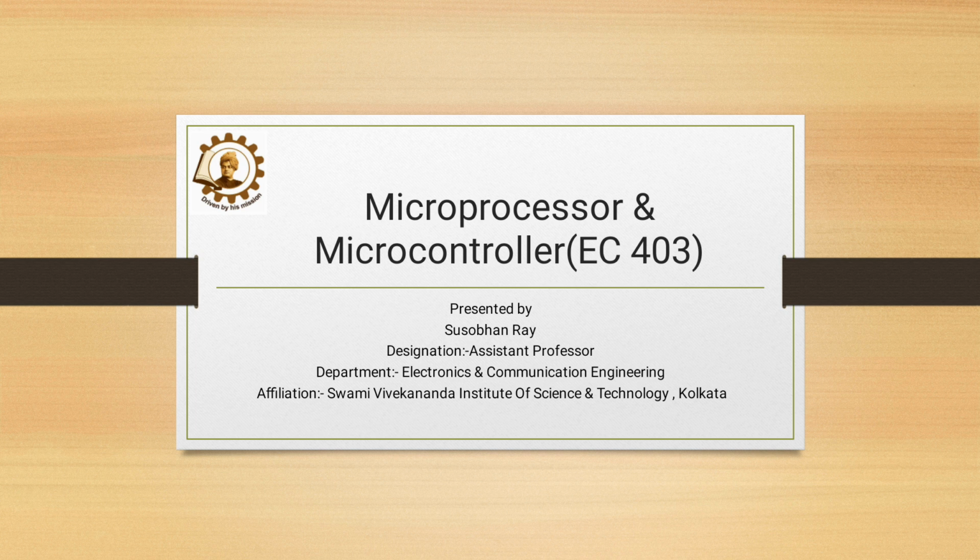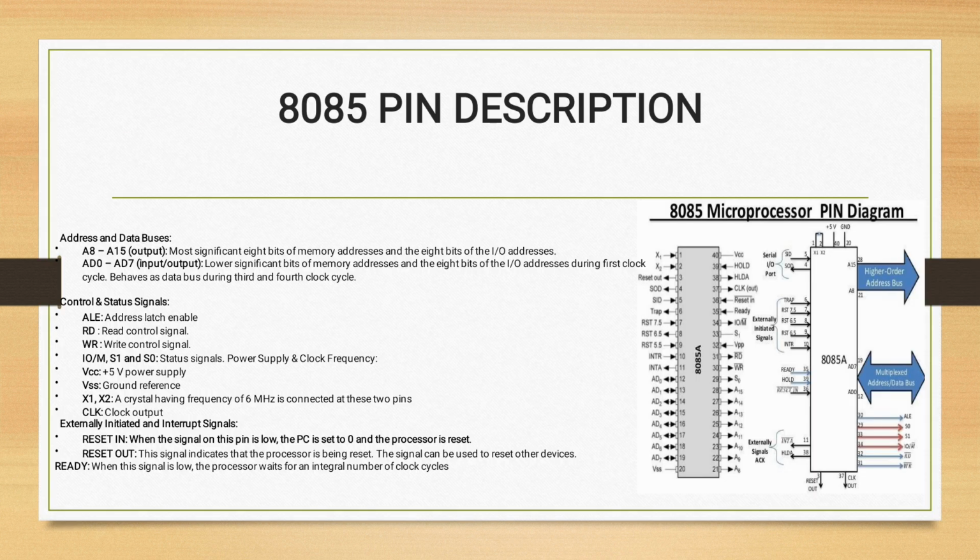Science and Technology. Today, I am going to discuss the pin configurations of the Intel 8085 microprocessor. Here in this diagram, you can see the schematic diagram of the Intel 8085. It describes the various pins and their functions as follows. If we focus on this diagram, we can see that there are some address and data buses, and there are some control and status signals, and externally initiated and interrupt signals are also present.